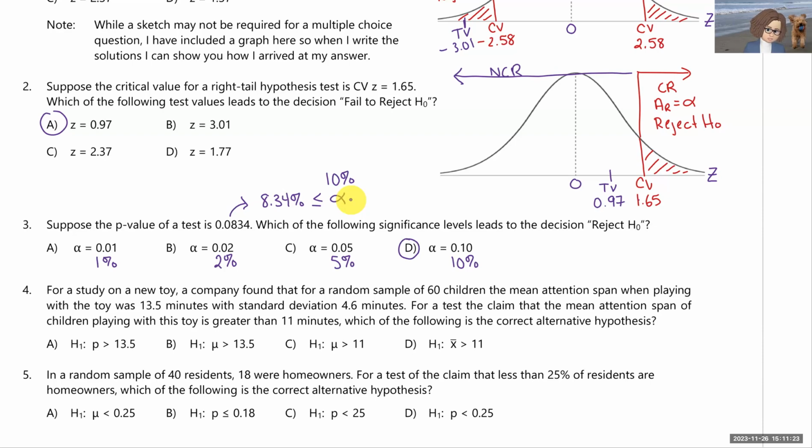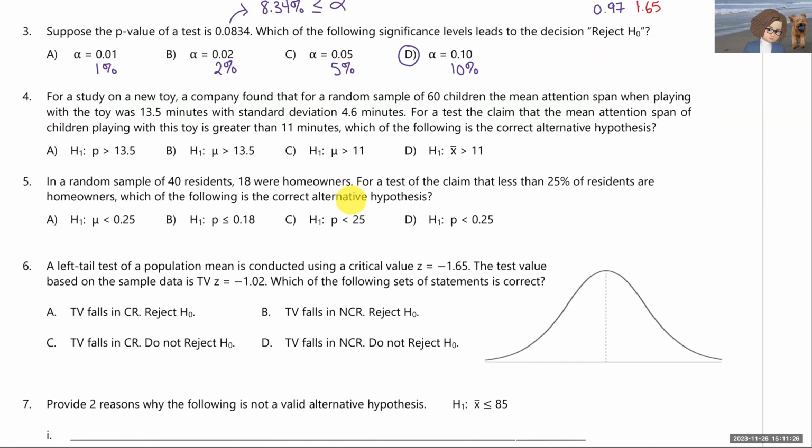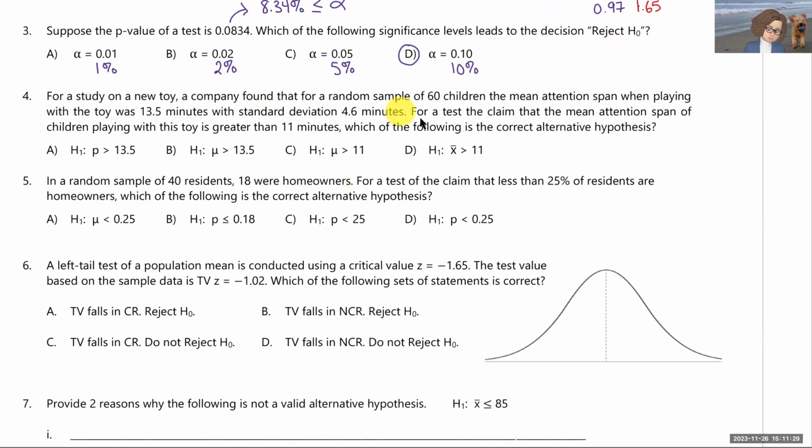All right, number 4. For a study on a new toy, a company found that for a random sample of 60 children, the mean attention span when playing with the toy was 13.5 minutes, with standard deviation 4.6 minutes. For a test of the claim, so we're looking for a claim here, a claim that the mean attention span of children playing with this toy is greater than 11 minutes. Which of the following is the correct alternative hypothesis?